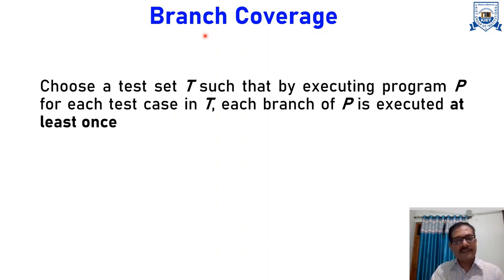Similarly, the next technique is branch coverage. So what is branch coverage? The definition is like this. Choose a test set T such that by executing program P, for each test case in T, each branch of P is executed at least once. That means you choose a test set in such a way that if I execute my program with these test cases, then all the branches of my program should execute at least once. It should not miss a single branch in my program. If this is happening, then I can say I achieve branch coverage.